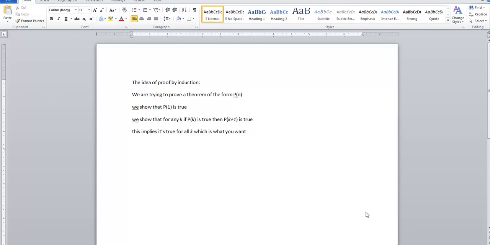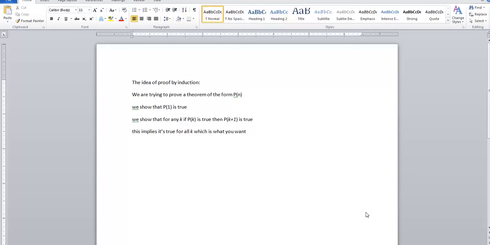So I want to go over another example of proof by induction. Remember, the idea of proof by induction is like an infinitely long line of dominoes where you knock the first one over and then each one knocks the next one over. The theorems that we're trying to prove have the form P of n. So P is some statement about n, and you want it to be true for all natural numbers n.